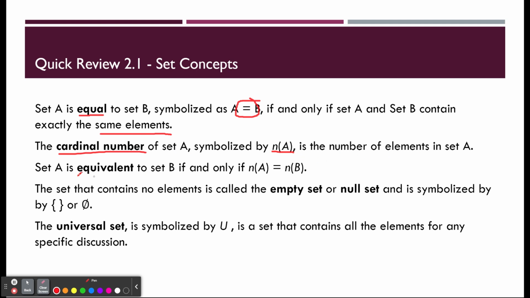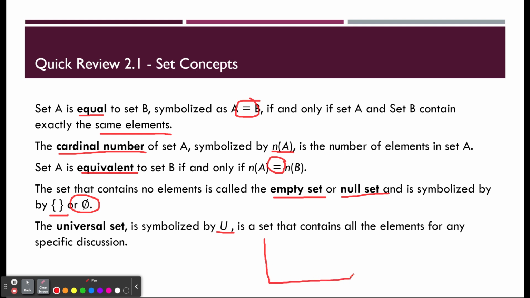It's the number of elements in set A. Set A is equivalent to set B if and only if the cardinal number of set A is equal to the cardinal number of set B. A set that contains no elements, we call this the empty set or the null set, and it's symbolized by empty braces or the null symbol. And lastly, the universal set is symbolized by the letter U. It's a set that contains all elements for any specific discussion.